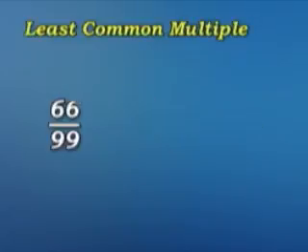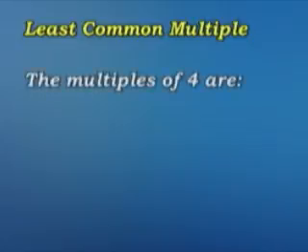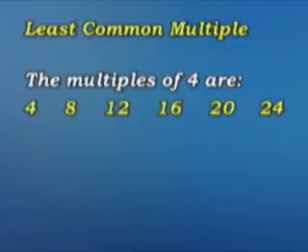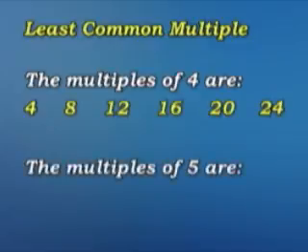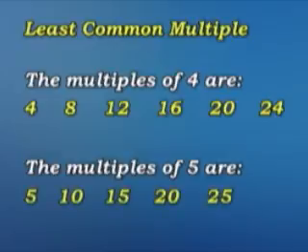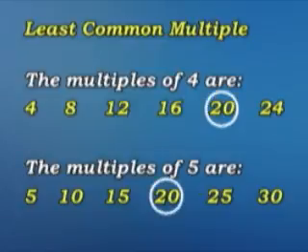And the last term I want to talk about is least common multiple. The multiples of 4 are 4, 8, 12, 16, 20, 24, and so on. The multiples of 5 are 5, 10, 15, 20, 25, 30. So the least common multiple of 4 and 5 is 20. That's all.